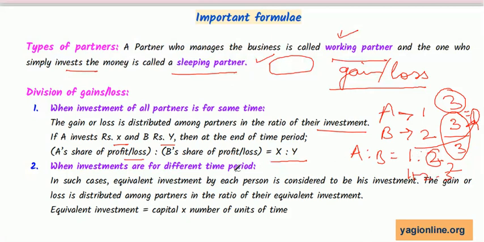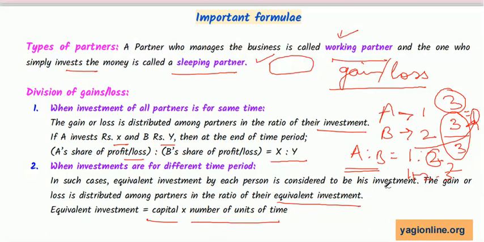Now sometimes what happens, they invest for different time periods. Say A invests for X months and B invests for Y months. So in that case, this direct investment thing will not work. We have to take time also into consideration. So in that case, we find out equivalent investment. Now what is equivalent investment? Equivalent investment is the amount or capital which one invests multiplied by the number of units of time.